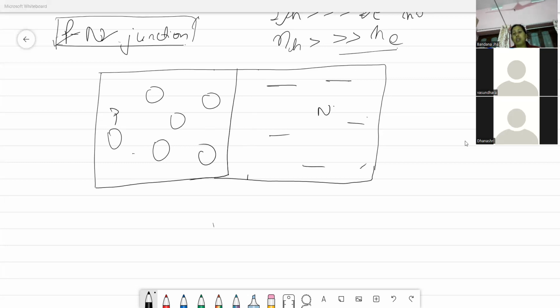Similarly, when the holes join with the electrons, what happens? The negative charges start depositing towards the positive side, and the positive charges start depositing near the negative charge, the N-type semiconductor. And here it becomes what? A potential. So this side will be negative and this side will be positive. If I put a voltmeter, I see that there is a potential difference. This is known as the depletion region.